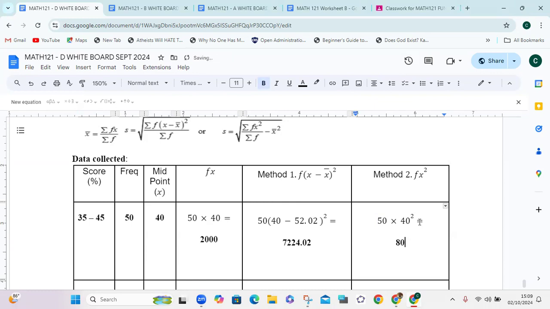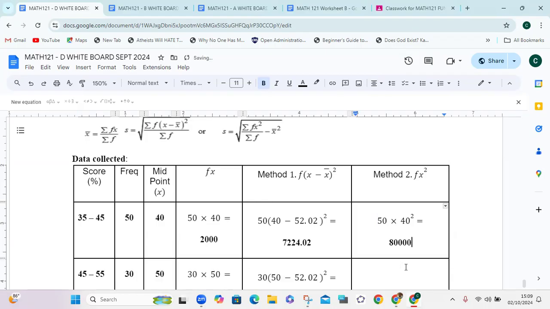80,000. So the first fx squared is 80,000. We've got to do the second fx squared.